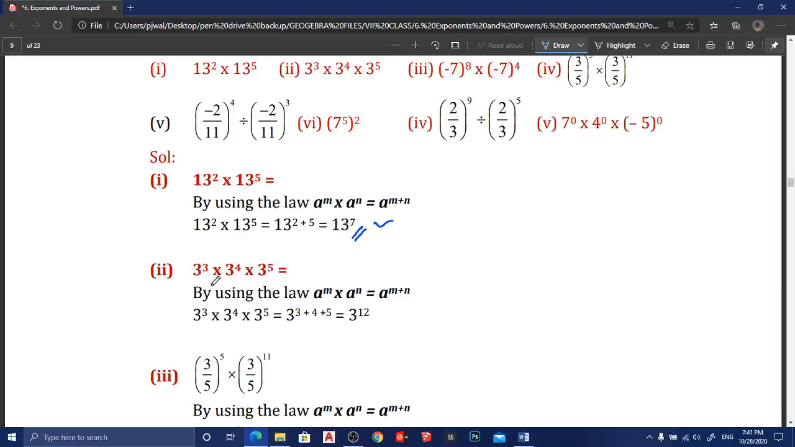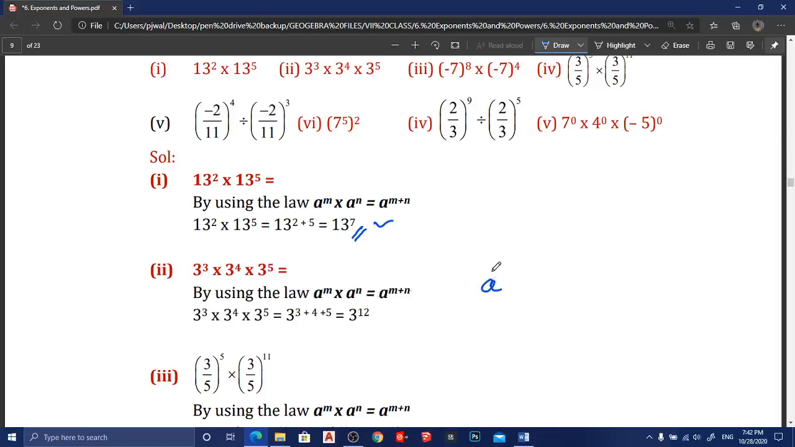Next, in this problem, it is given more than 2 terms. Then also you have to use the same formula by extending this. I already explained how to extend this formula to more than 2 numbers. So this is, observe here, 3 cube into 3 to the power of 4 into 3 to the power of 5. Here also all the bases are equal and powers are different. Bases are equal, powers are different means what? You have to take the single base and add all the powers. If it is multiplication, you have to add, a to the power of m plus n.